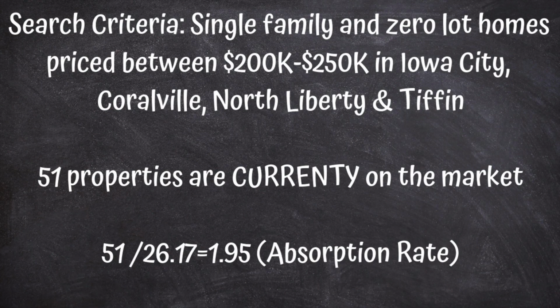Now we're going to divide that current number, 51, divided by the average, to come up with the absorption number. So 51 divided by 26.17 gives us 1.95. That is the absorption rate. And what that means is there is approximately 1.95 months worth of supply if no houses are withdrawn and no new ones are added to the market.